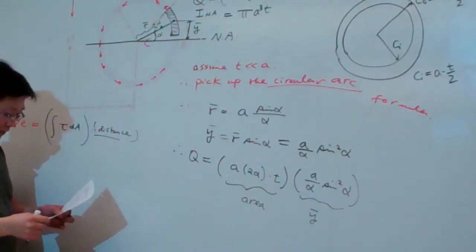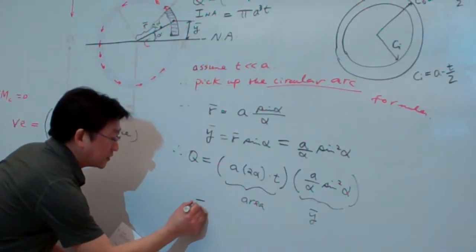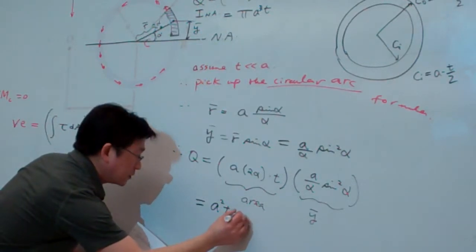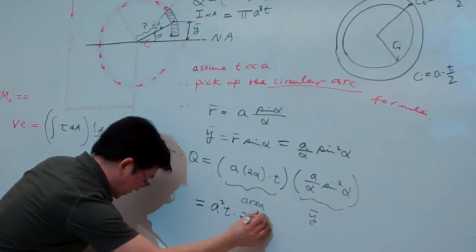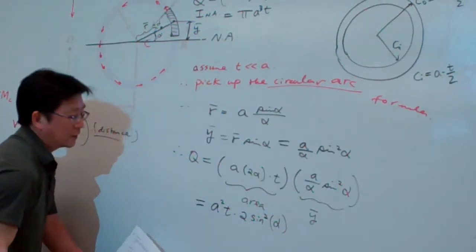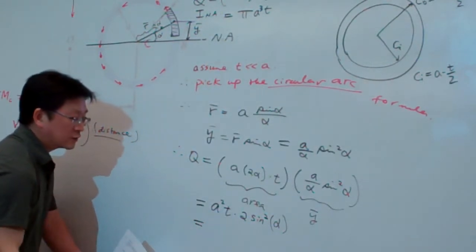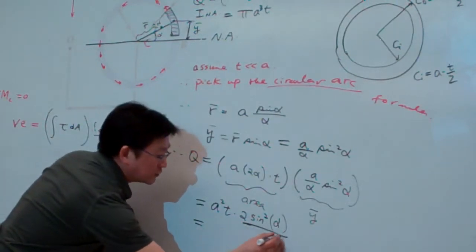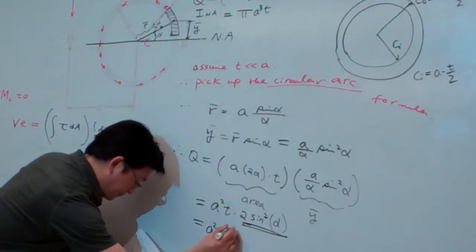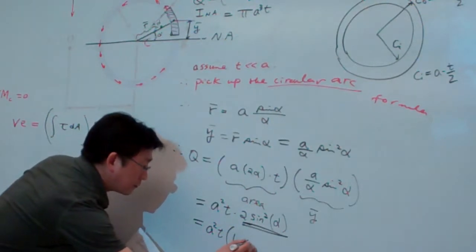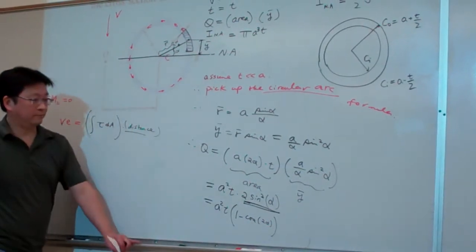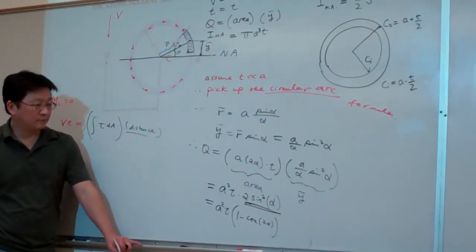So now with this ready, this one is equal to A squared T times 2 sine squared alpha. And here we're using trigonometry, and the 2 sine squared alpha can be simplified into cosine. Don't forget the square. Oh wait, no, never mind.